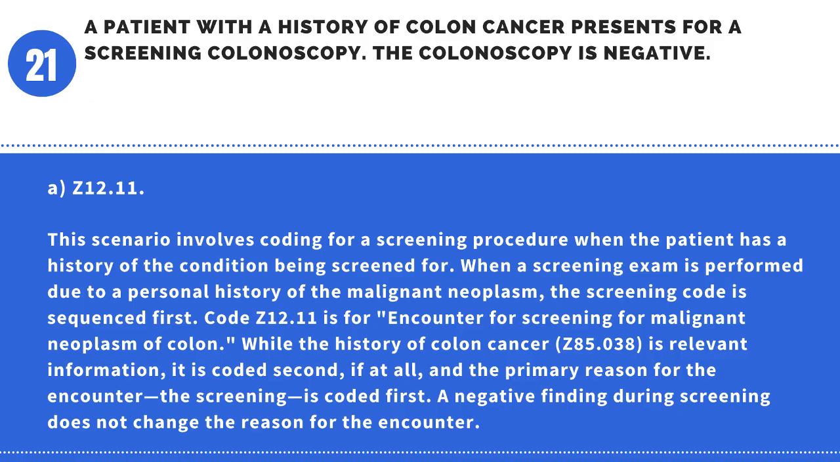being screened for. When a screening exam is performed due to a personal history of the malignant neoplasm, the screening code is sequenced first. Code Z12.11 is for encounter for screening for malignant neoplasm of colon. While the history of colon cancer, Z85.038, is relevant information, it is coded second, if at all, and the primary reason for the encounter, the screening, is coded first. A negative finding during screening does not change the reason for the encounter.